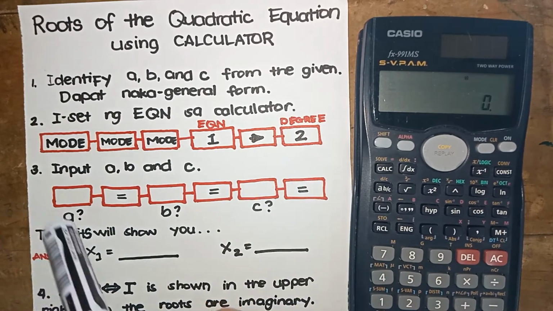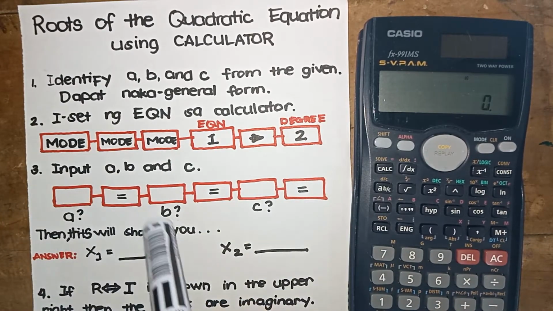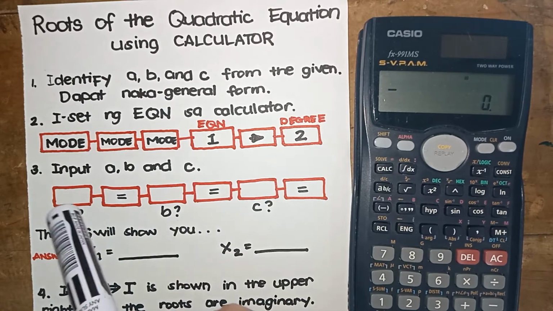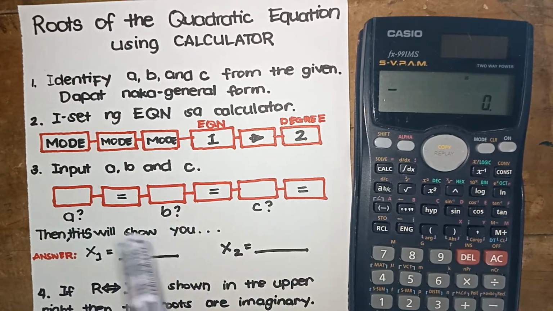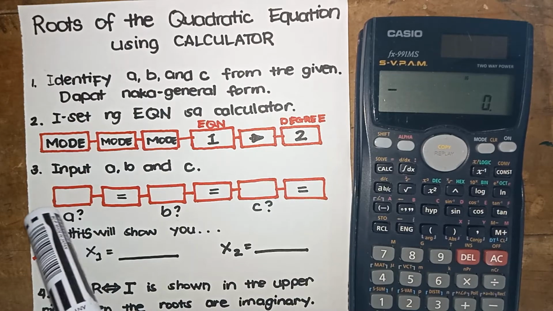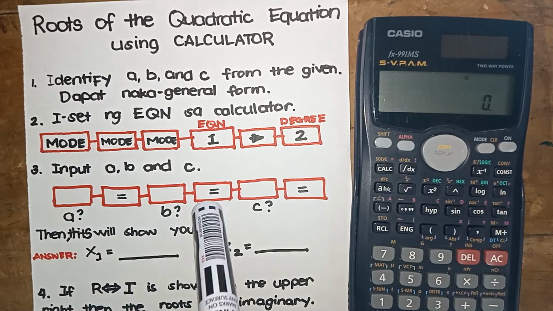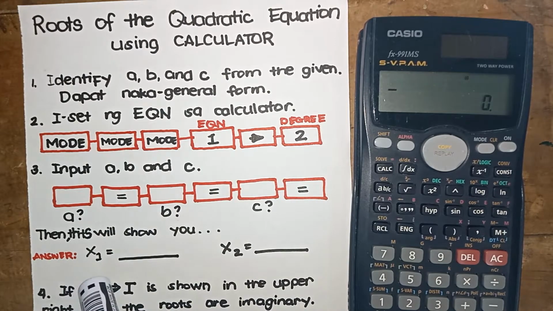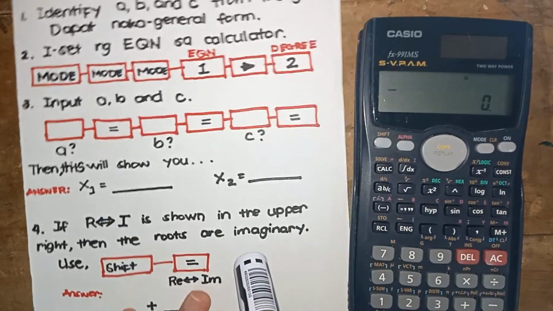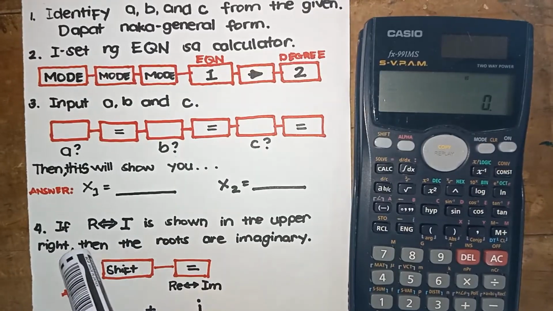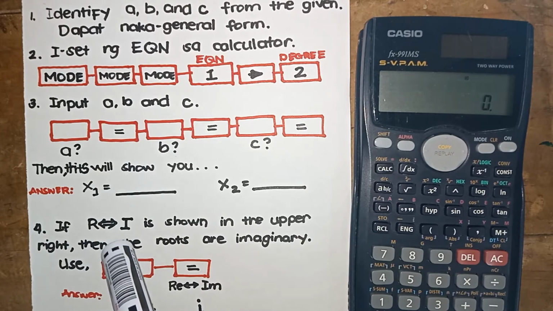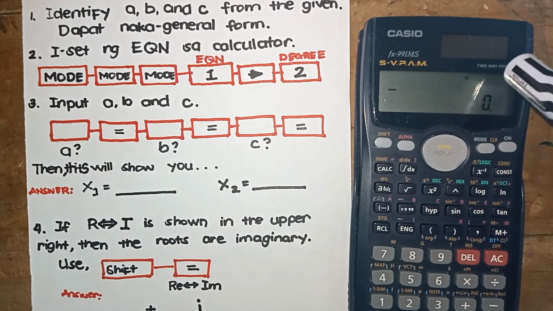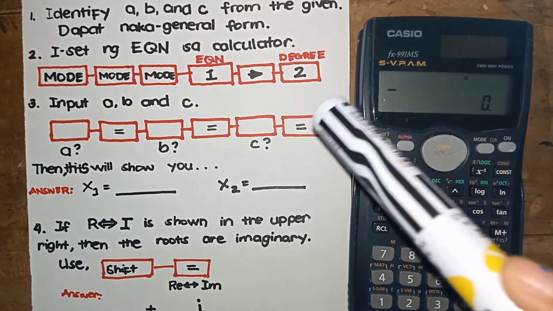Next, after this, we have to input the values of A, B, and C. Okay, whatever the values of A, B, and C, input mo lang dyan, A equals, B equals, C equals. So, pagkapindot mo na last equal, lalabas yung x sub 1 and x sub 2.